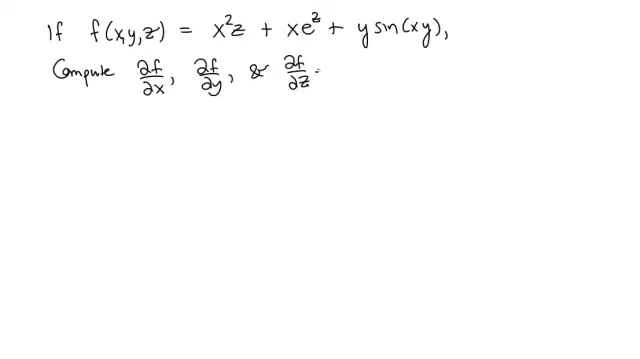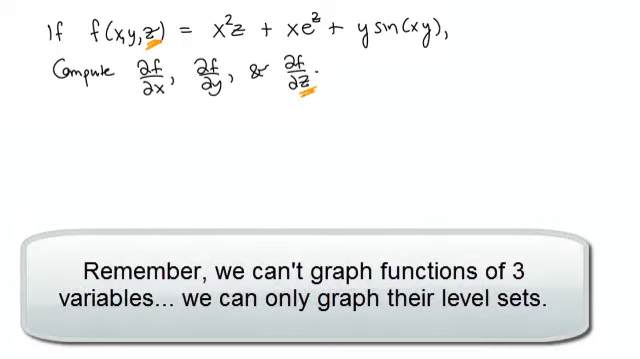If f of x, y, z is equal to the function x squared z plus x times e to the z plus y times the sine of xy, compute del f del x, del f del y, and del f del z. Wait a second. F of x, y, z? Del f del z? How are we supposed to be able to do this? I can't even graph a function of 3 variables, so how am I supposed to be able to work out these slopes right here?